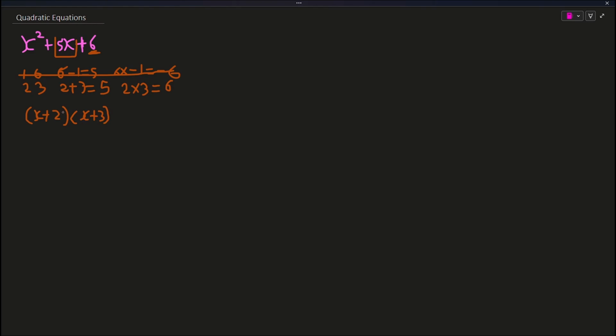So if we were to expand the brackets, you would get the same answer, right? You'd get x times x is x squared. x times 3 is 3x. x times 2 is 2x. And 2 times 3 is 6. And that leaves us with x squared plus 5x plus 6, which is the original expression that we got.